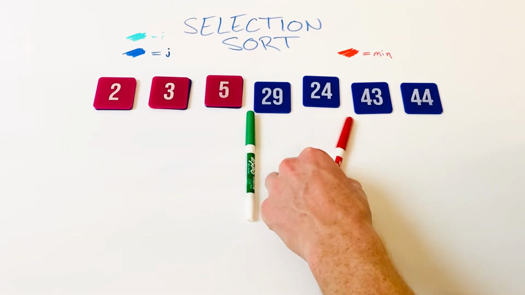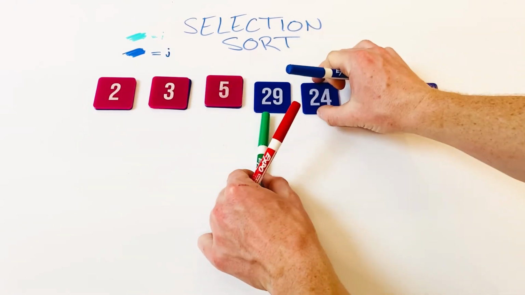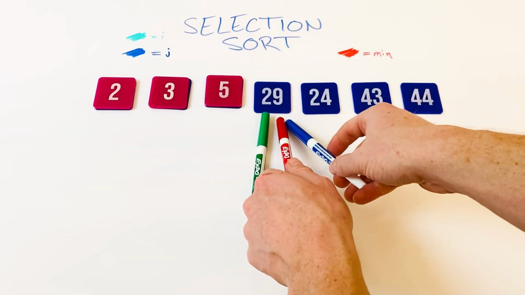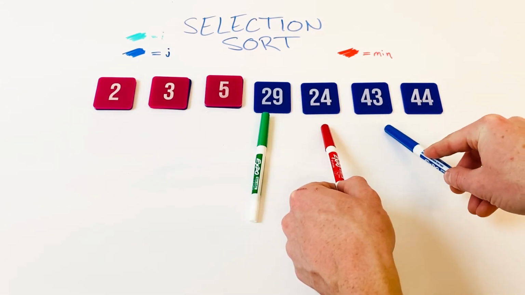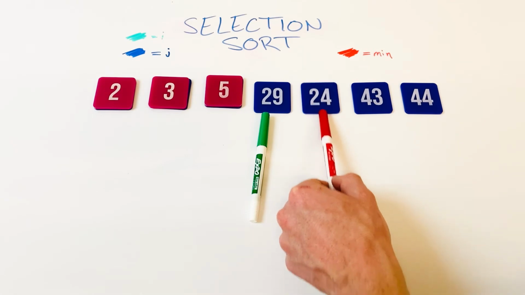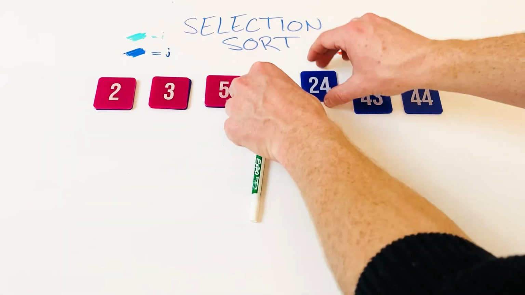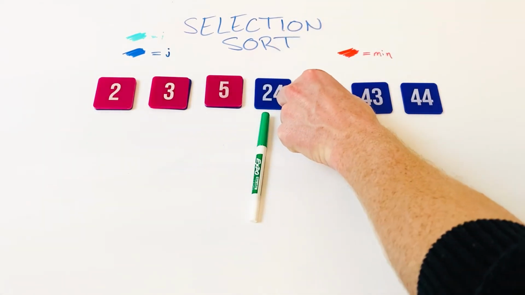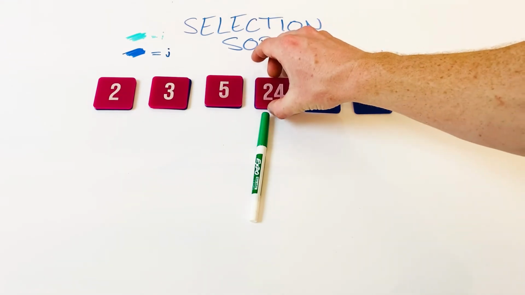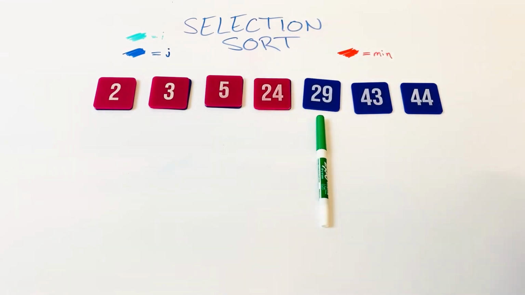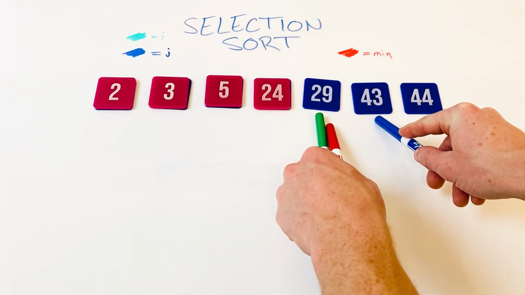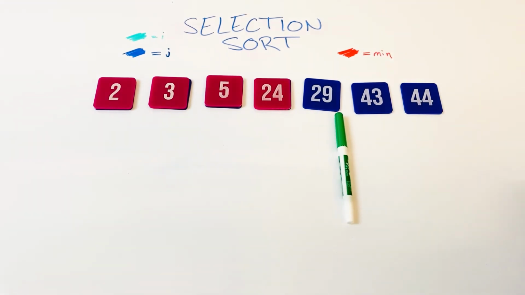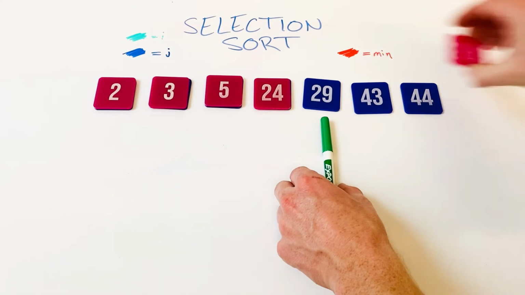We continue this process. So we'll say, of the remaining elements, as far as I know, 29 is the smallest. Oh, just kidding, 24 is the smallest. That remains true, that remains true. And so 24 is getting swapped into position, since it's selected as our next smallest element. Of our remaining list at this point, 29 appears to be the smallest, confirmed with 43, confirmed with 44. So 29 is already in sorted order.